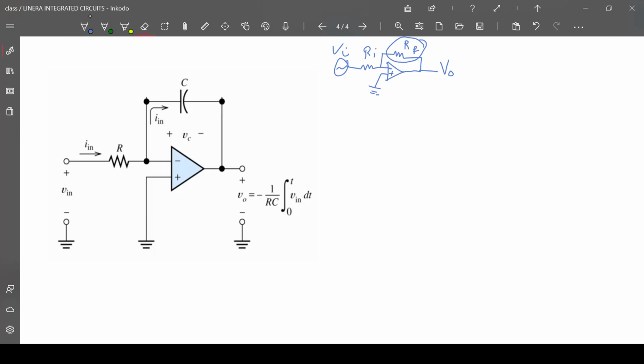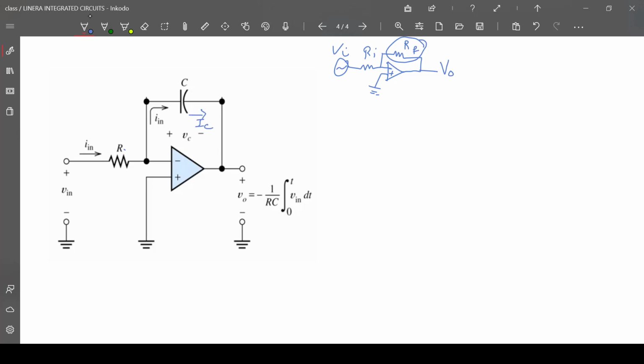Okay, this is the input V in and this is the output V naught. In between is the resistance RIN or R1, anything you can consider, and this is the feedback capacitor CF. So this is the input current. As you know, for an ideal op-amp, the current flowing into the op-amp will be zero. So whatever current is given to the circuit will flow through the feedback circuit only, so the input current will flow through that capacitance. So this current is also called IC.